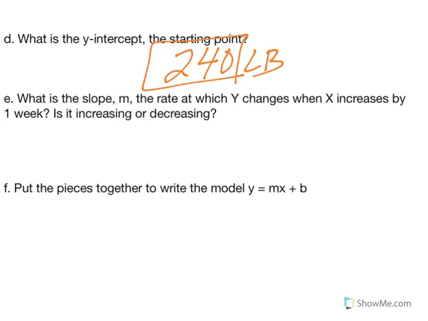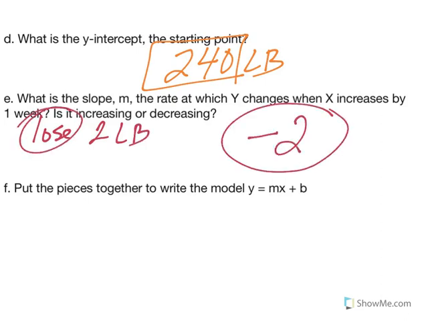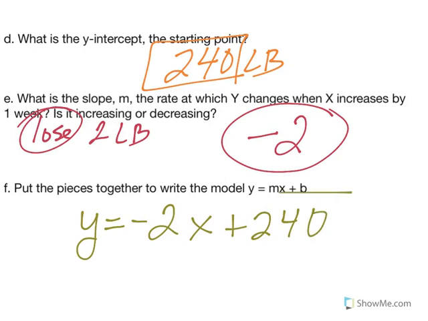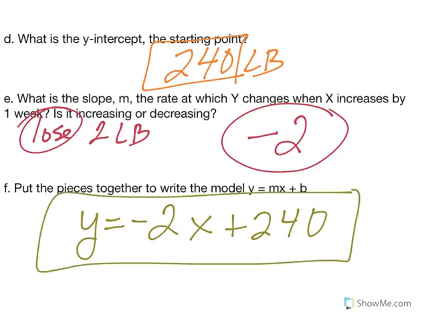So in 1 week, what happens? Well, Bertha's goal is to lose 2 pounds. If you want to lose, that's going down, so we are going to have a -2 for our slope. And of course, that's decreasing because she's losing that weight. It's going away. Now we can put those pieces together to write our model. We know that our slope is -2 and our starting weight is 240. So this is the model that we're going to use to answer the next few questions.